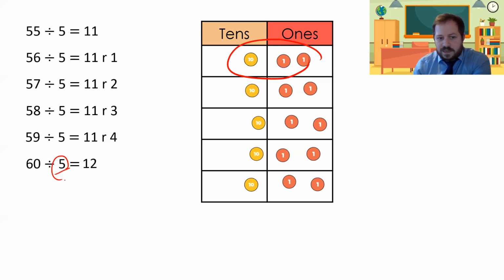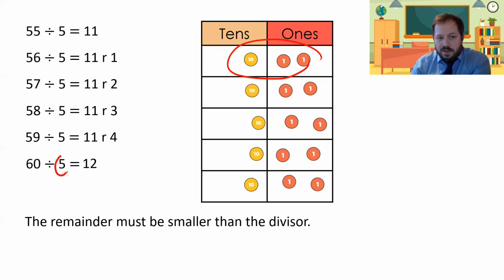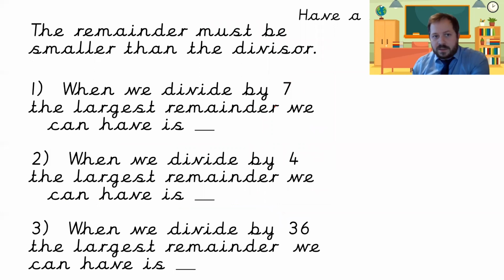And that comes down to the fact that you can never have your remainder being the same or larger than what you're dividing by. So the remainder must be smaller than the divisor, and the divisor is whatever you're dividing by. So your remainder can never be the same or bigger than 5. It must always be smaller. Because if you ever get bigger than 5, that means you can make another whole group of them. So the remainders must be smaller than the divisor.